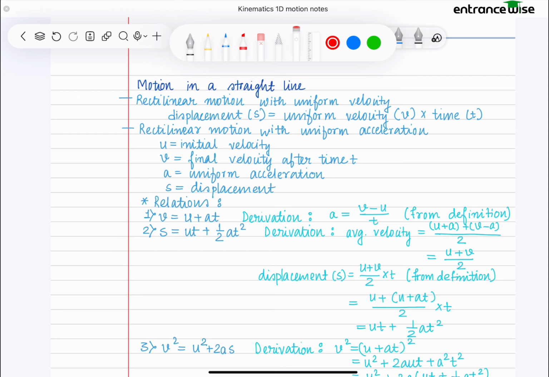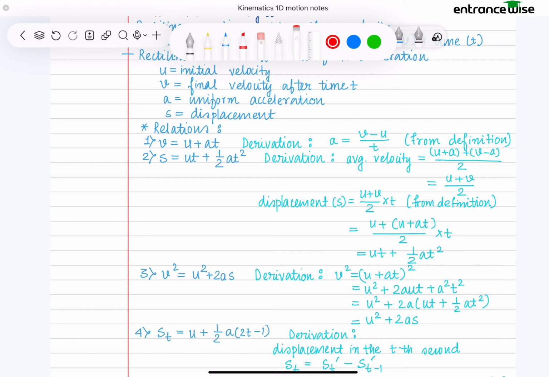Now let's start with rectilinear motion with uniform acceleration. Uniform acceleration occurs when an object's velocity changes at a constant rate. This means that the rate of increase or decrease in velocity is uniform throughout the motion. Here U is the initial velocity, V is final velocity after time interval t, A is uniform acceleration and S is displacement. Now what are the relations?